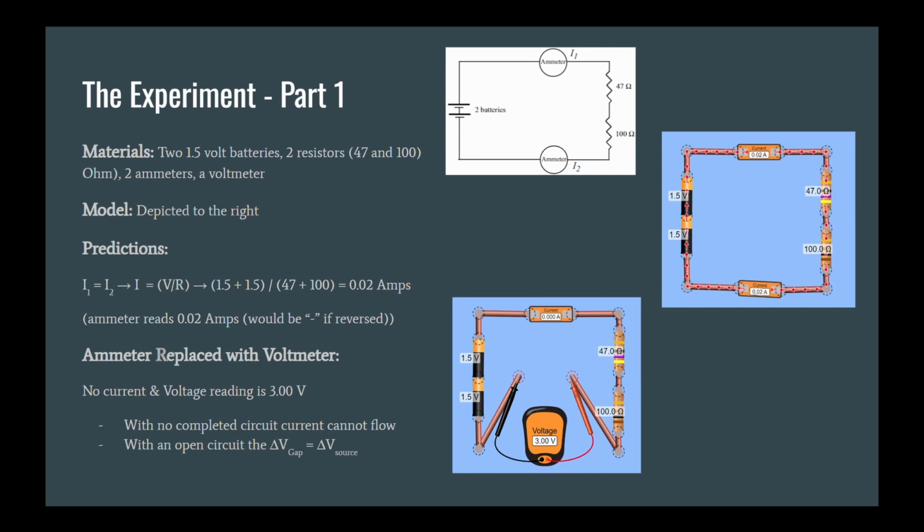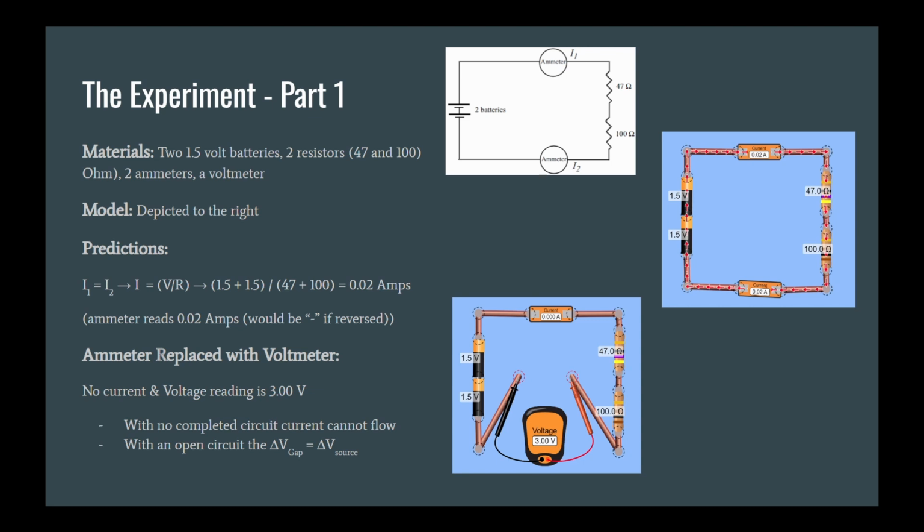In part 1 of the experiment, we have two 1.5 volt batteries, two resistors, 47 and 100 ohms each, two emitters, and a voltmeter. The model is depicted up and to the right, where you can see what we modeled in the PHYS simulator. Using the node rule and Ohm's law, we predict the current in the circuit to be 0.02 amps. And when we actually look at the ammeter, this confirms our prediction, where it reads 0.02 amps, and this will be negative if the ammeter was reversed.